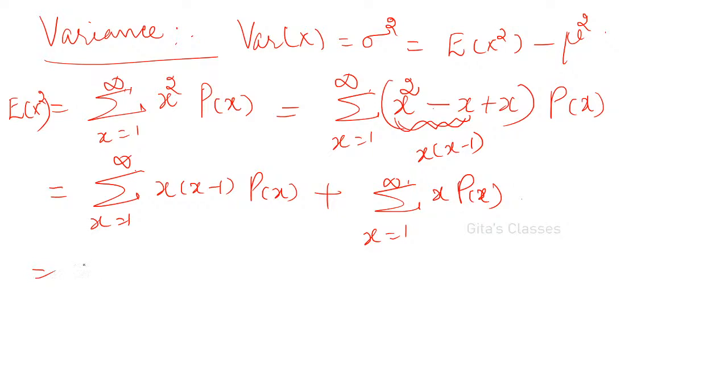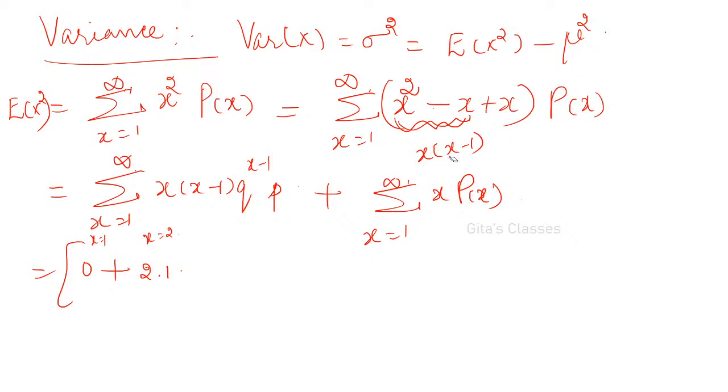So now let us expand this. When you substitute x equal to 1, this term will become 0, right? Plus, when x is equal to 2, what will happen? 2 into 2 minus 1, so 2 into 1 into p of x. P of x you can expand here. You write one more step: you can write q power x minus 1 into p. After that you expand.